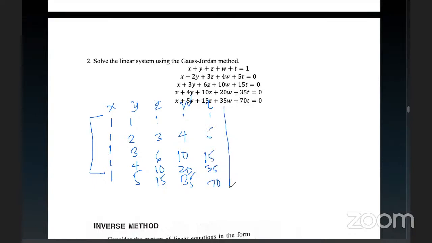And then, diba, we are writing the augmented matrix. Yung nasa right part ng bar is yung, we call it the vector of constants. 1, 0, 0, 0, 0. So this is now our augmented matrix. And using Gauss Jordan, yung idea dito sa 5 by 5 na matrix is maging identity matrix siya.